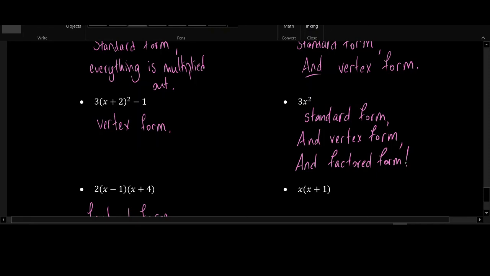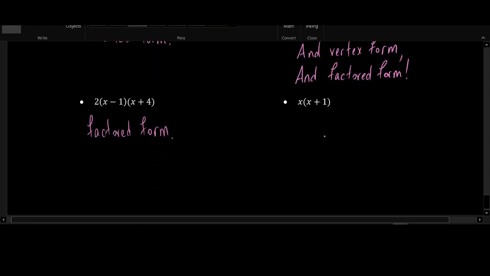Okay, and finally, let's have a look at this one at the bottom. Now, there is something that we could do in order to multiply this out and simplify it, so it's not in standard form. There are 2 x's in this expression, so it's definitely not in vertex form. But this expression has been completely factored, so this is in factored form. All right, that's how we classify the different forms of a quadratic expression.